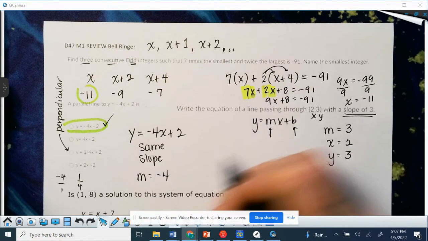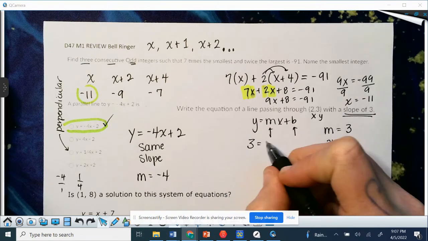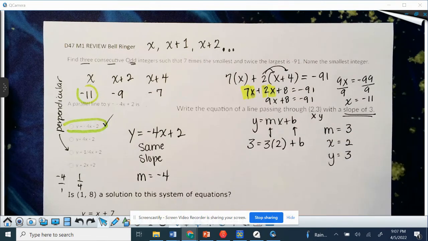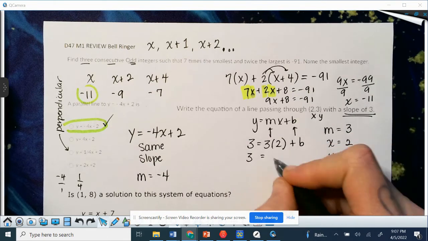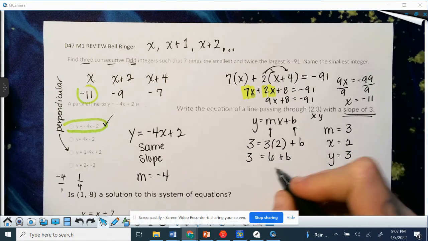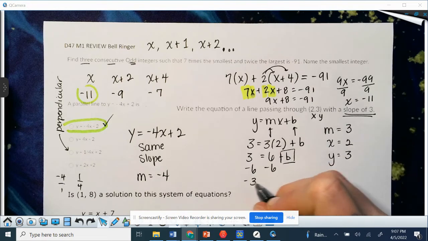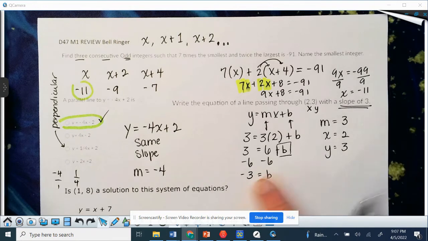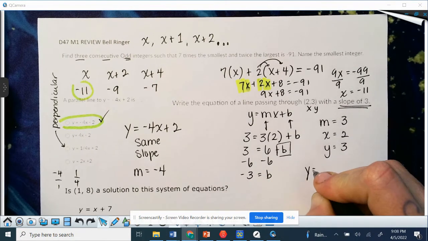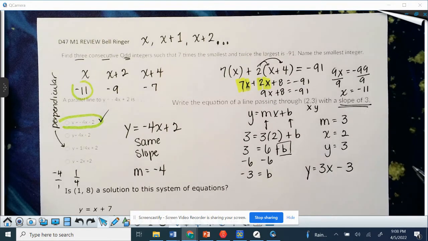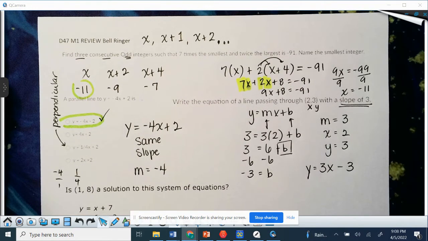So our y value is 3. Our m value is also 3. Our x value is 2. And then we don't know what b is yet. So 3 equals 3 times 2 plus b. 3 times 2 is 6. I'm going to subtract 6 from both sides because I want to get b by itself. So negative 3 equals b. So we haven't written the line yet. We've just now found our y-intercept and our slope. So that's y equals 3x minus 3, which would be an equation that is passing through 2, 3 with a slope of positive 3.